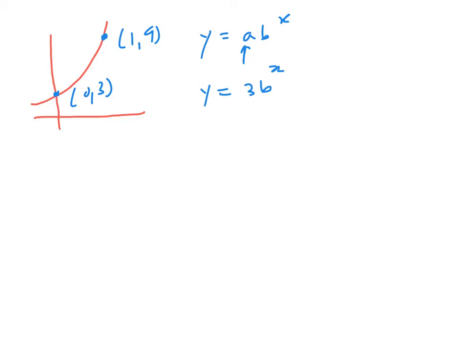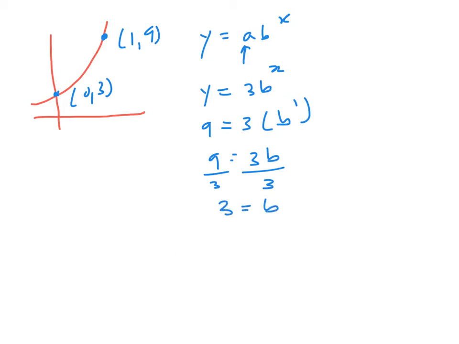So I'm going to solve for my base. If y is 9, and now I have b, and when y is 9, x is 1, so I have b to the power of 1. You'll remember that anything to the power of 1 is just itself, so I have 9 is equal to 3 times b. Divide both sides by 3. 9 divided by 3 is 3, so my base is 3.